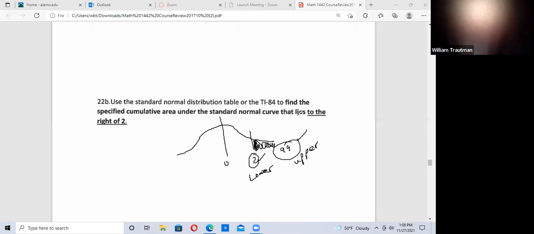If I leave everything else the way it is, I get 0.02275. So this shaded area is 0.02275. 4 decimal places is 0.0228. Oh, there's a 0 I'm missing.